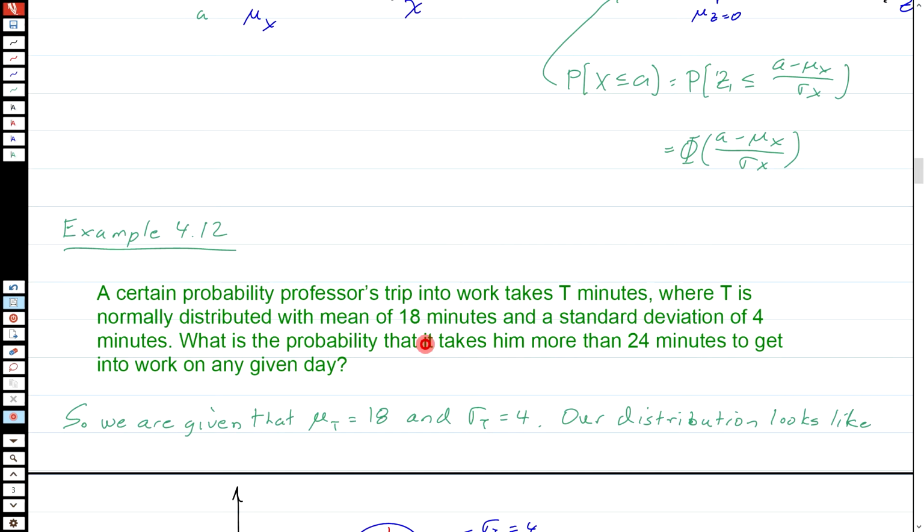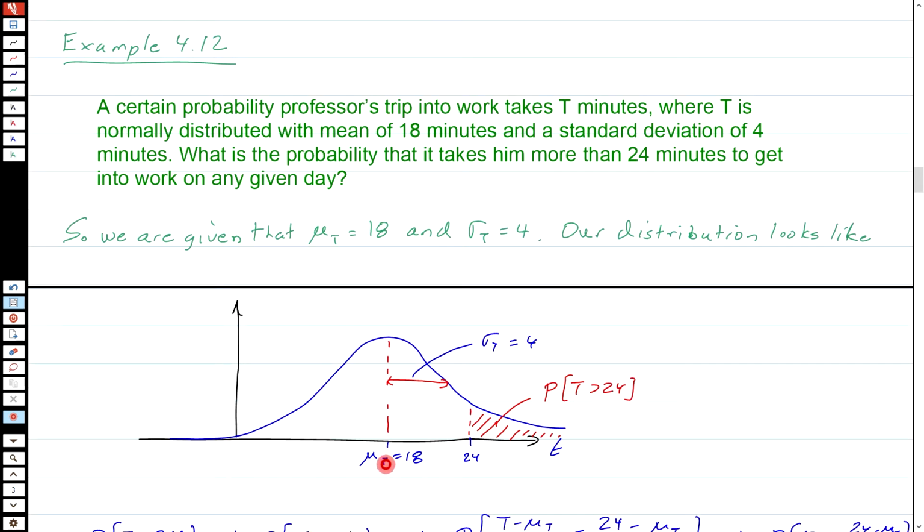So we're given a couple of things here. We're told that t is normally distributed, so I need to know its mean and standard deviation, and then I know everything there is to know about it. The mean is given to me as 18, and the standard deviation is 4. And so our distribution looks like this. Mean here at 18, standard deviation is 4, so I have a distribution that is bell-shaped, and I'm looking for the probability that it takes more than 24 minutes to get in. That's the area under the curve beyond 24. So the probability that t is greater than 24.